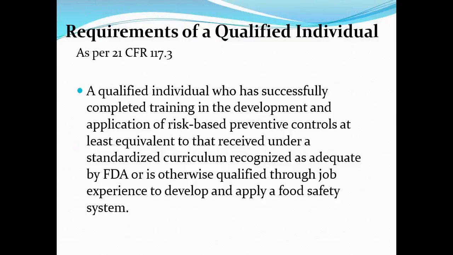And in fact, there is a definition of PCQI under 117.3: a qualified individual who has successfully completed training in the development and application of risk-based preventive controls, at least equivalent to that received under a standardized curriculum recognized as adequate by FDA, or is otherwise qualified through job experience to develop and apply a food safety system. So there are two qualification routes: one, to take an FSPCA-developed course or training program, or two, to qualify through job experience. Both are possible.